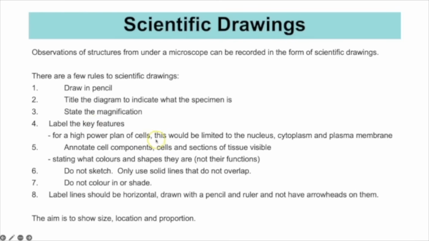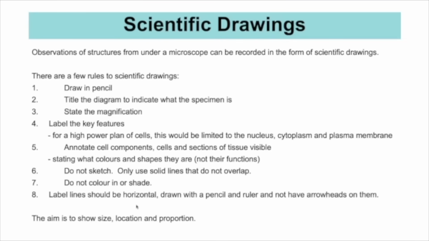So for a high power plan of this would be limited to just the nucleus, cytoplasm and plasma membrane. You also have to annotate cell components, cells and sections of tissues that are visible also, and stating what colours and shapes they are, so not necessarily their functions. So then point 6 is the bit where we're saying it's not like an artistic diagram, so you don't do sketches. So you should use solid lines that touch, but there are no overlaps between those lines. Also, there shouldn't be any colouring or shading in. And then lastly, the label lines should be horizontal, drawn with a pencil and ruler, and not have arrowheads on them.